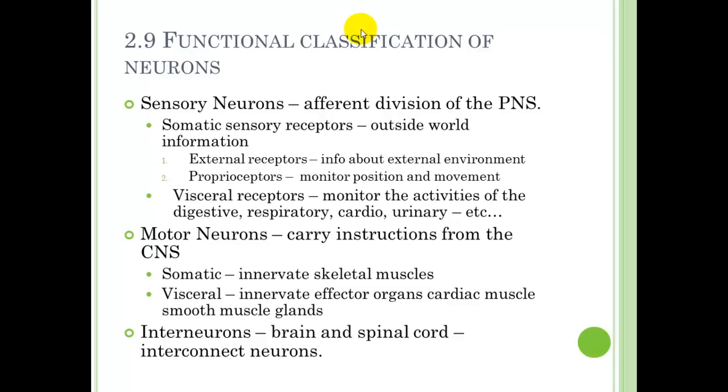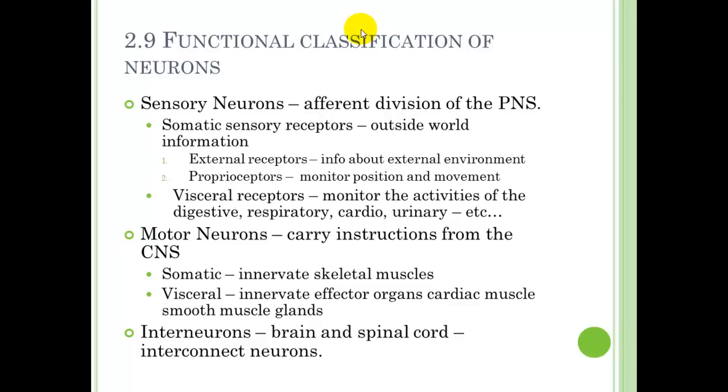And then we have visceral receptors. In this, visceral receptors would monitor the activities of the digestive, respiratory, cardio, urinary, things that we wouldn't have conscious thought over. So input into the central nervous system, how well are the organs doing? Do I need assistance from another organ system, and so on.